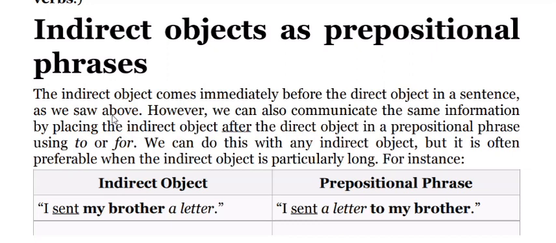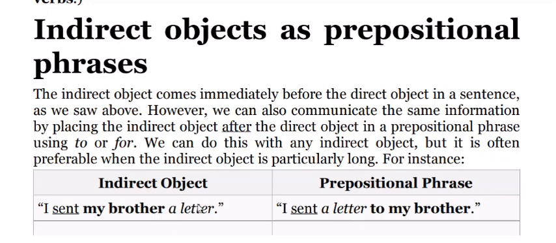The indirect object comes immediately before the direct object in a sentence, as we saw above. However, we can also communicate the same information by placing the indirect object after the direct object in a prepositional phrase using to, on, or for. We can do this with any indirect object, but it is often preferable when the indirect object is particularly long.